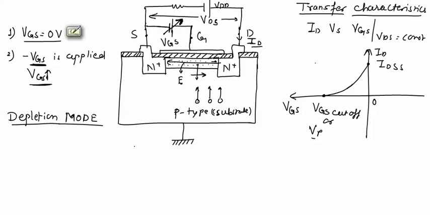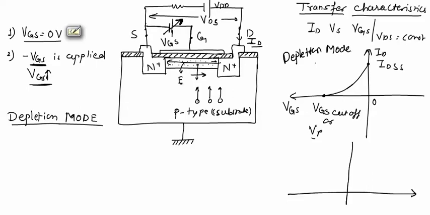So the transfer characteristics for enhancement mode, this is for depletion mode, and these will be for enhancement mode. The difference between these two modes is that in depletion mode we will apply negative VGS, and in enhancement mode we will apply positive VGS.